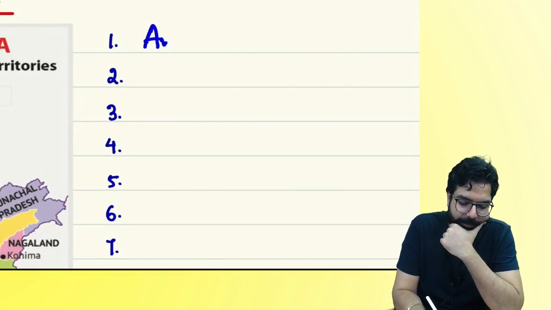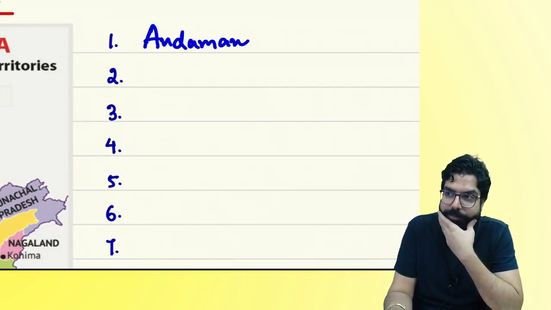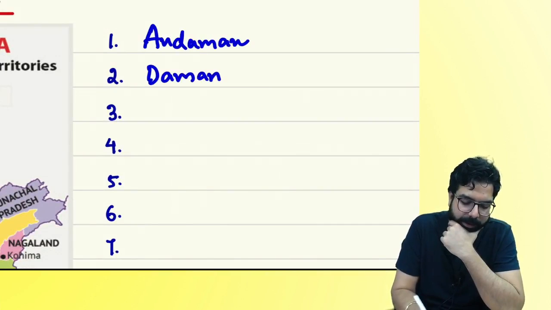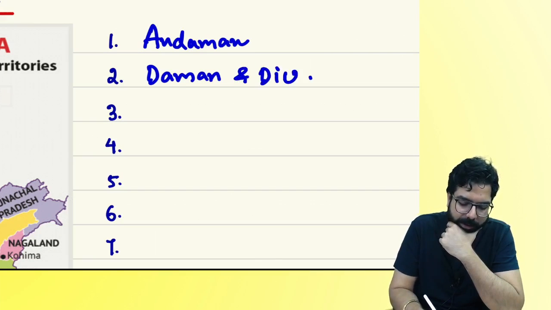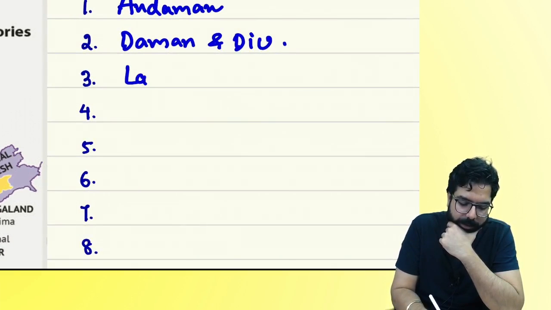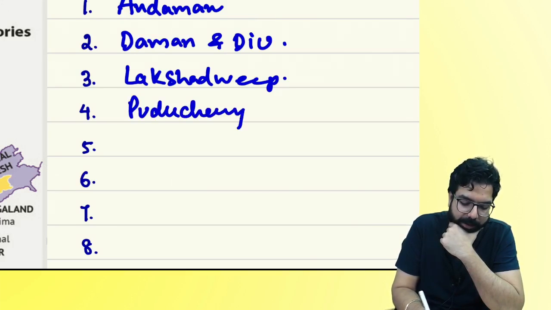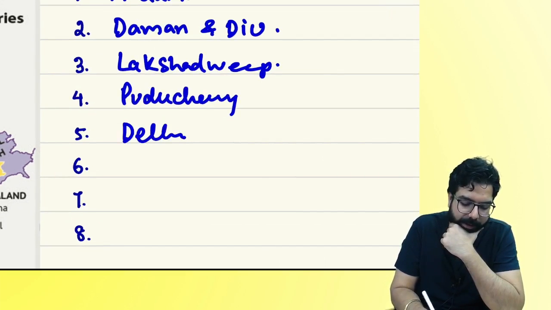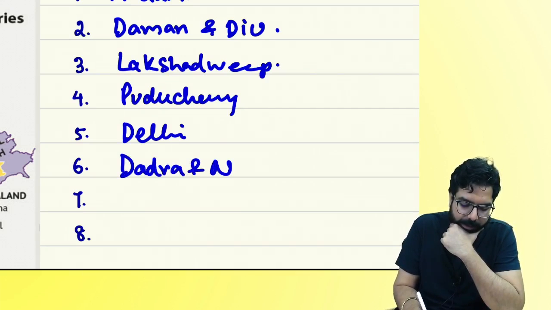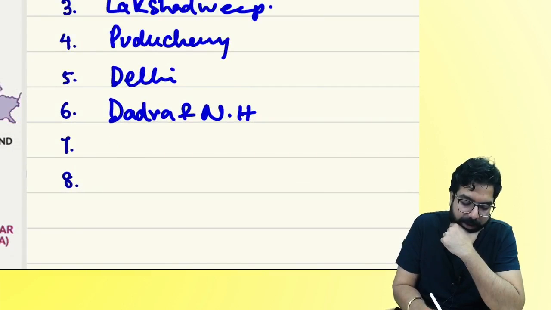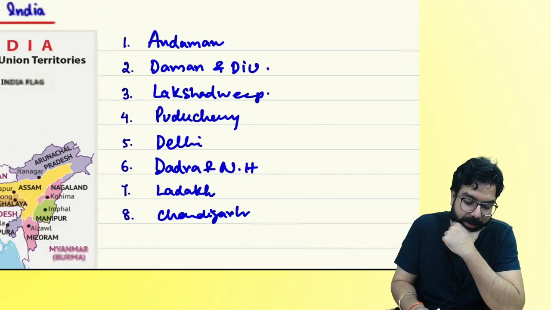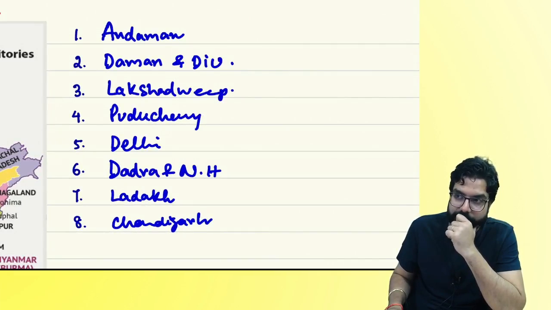Okay. Number one, Andaman and Nicobar, okay, Daman and Diu, Lakshadweep, yes, Puducherry, Delhi, Dadra and Nagar Haveli, then Ladakh, Chandigarh. Oh, sir, so many are there. Correct? No, all covered. Sure. Think.